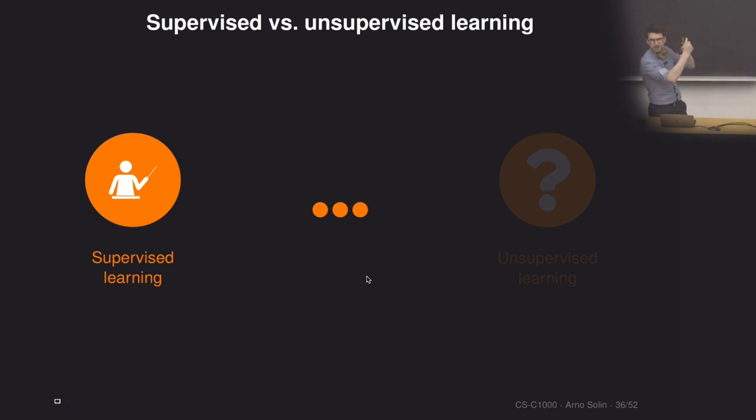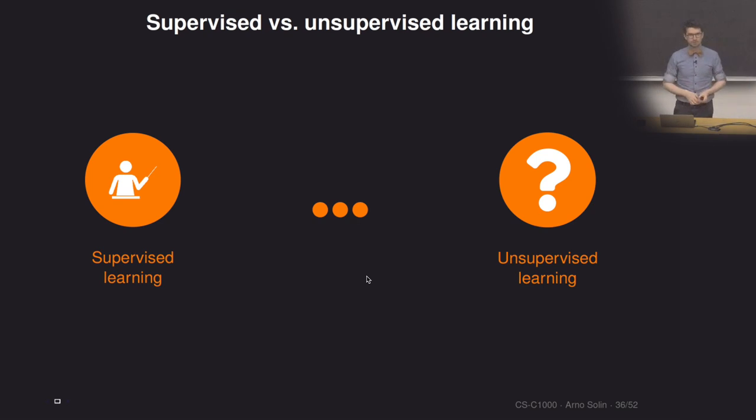This is a cat. This is a dog. This is a cat. And I would kind of inform you for every data sample what it is. And slowly you would learn that dogs typically look like that, and cats typically look like that. So I supervise you by showing examples with known labels.